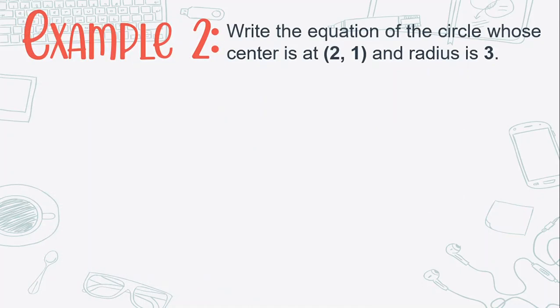Now let's have example number 2. Write the equation of the circle whose center is at (2, 1) and radius is 3. Now as you can see, the center is not at the origin, but we still use the center-radius form for the equation of the circle, which is (x minus h) squared plus (y minus k) squared is equal to r squared. Again, just plug in the values.